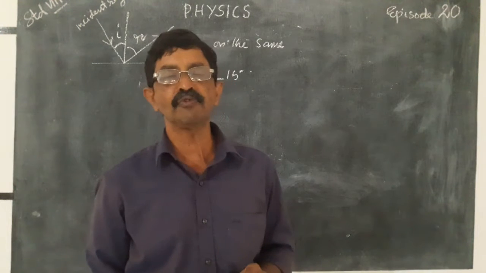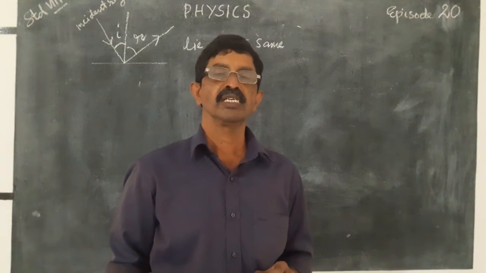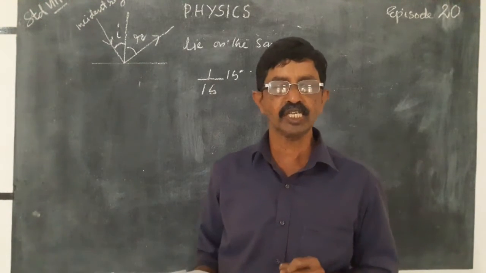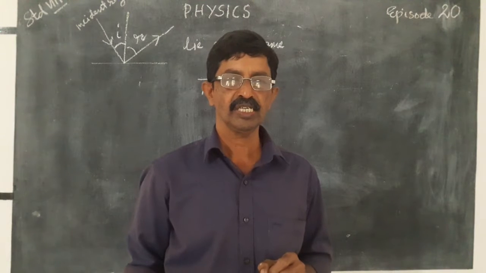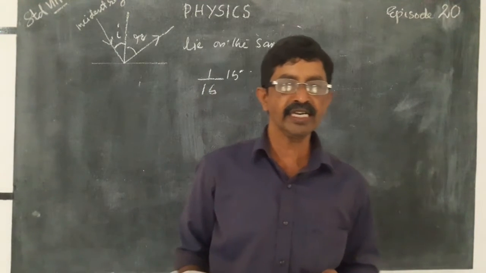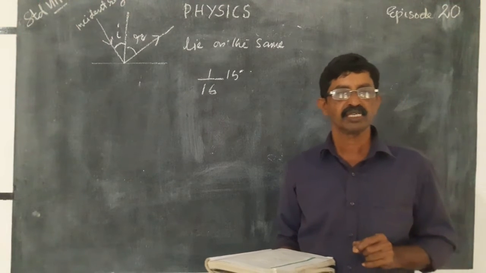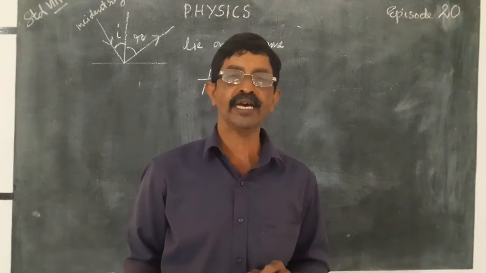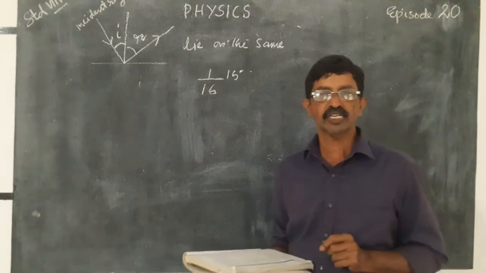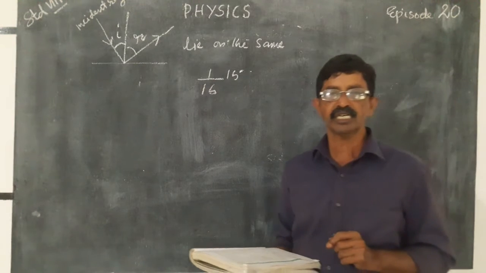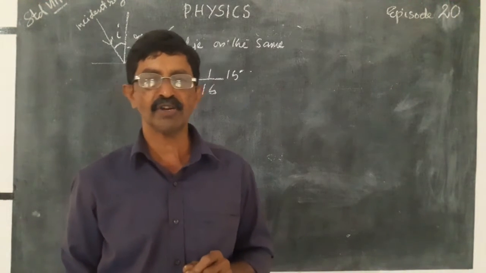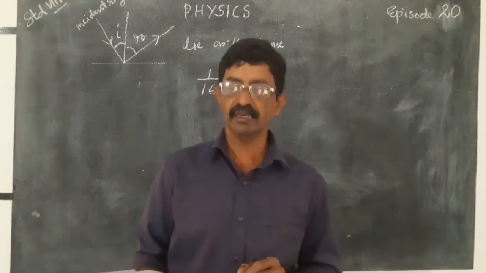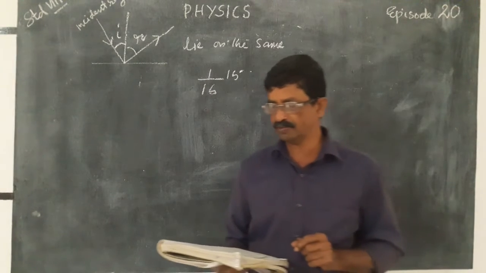In the case of diffused reflection, the surface is not smooth and has too many irregularities. So even if the incident rays are parallel, the reflected rays are not parallel. Such a kind of reflection is called diffused reflection. Then question number 3.